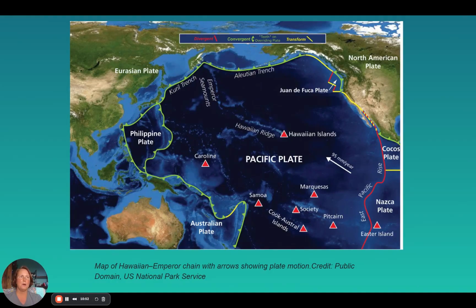But if the Big Island is currently over the hot spot, what is the next island that will form? So one day there will be a new island, it'll be here, we'll move this way, but it'll be forming in this direction.